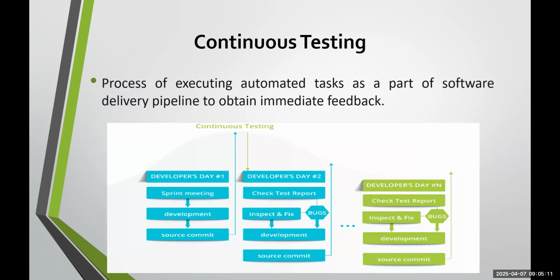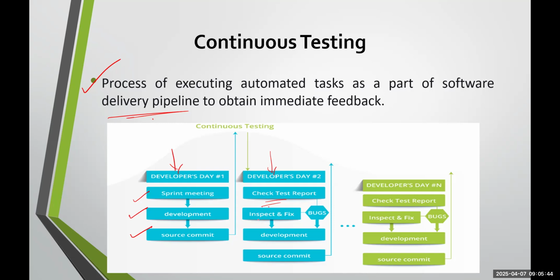When it comes to continuous testing, what does testing mean? It's the process of executing automated tasks as a part of a software delivery pipeline. We will discuss what this pipeline is. But see the process. Suppose on day one, when a sprint meeting happens, developers develop the code and commit their code. Where do they commit the code? Absolutely on the repo. Once that is done, on the second day, whenever they commit the code, we have to test it. Then they check the test report, right?